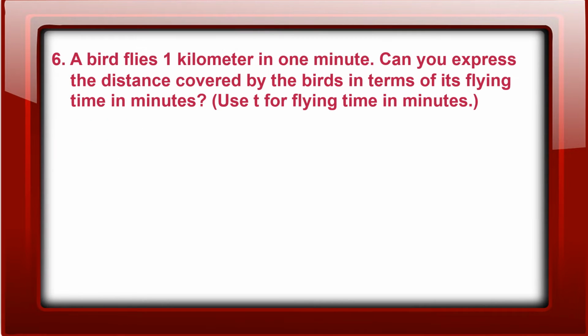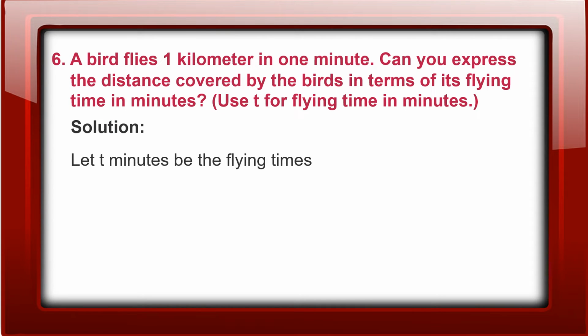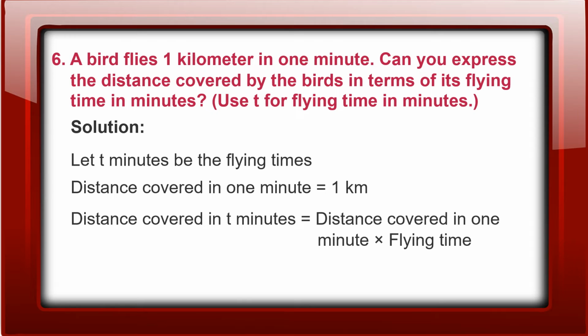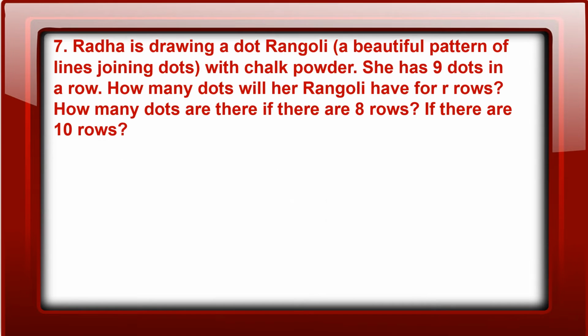Good. A bird flies 1 kilometer in 1 minute. Can you express the distance covered by the bird in terms of its flying time in minutes? So take t for flying time in minutes. So first let us take t minutes to be the flying time. So 1 kilometer in 1 minute, isn't it? So what is the rule? 1 into t, that is equal to 1t. Very good. 1 into t, that is equal to t kilometers.